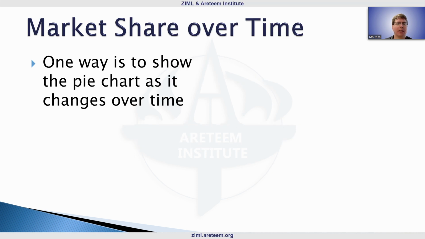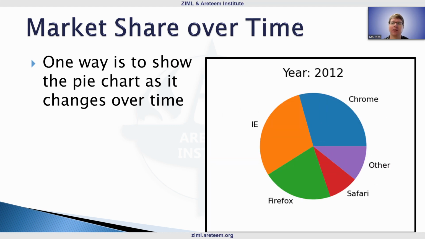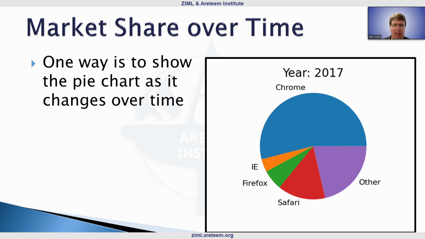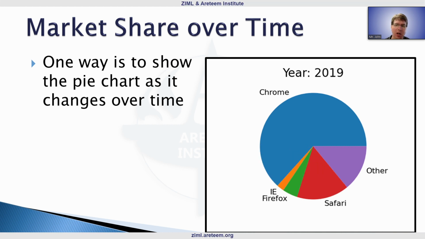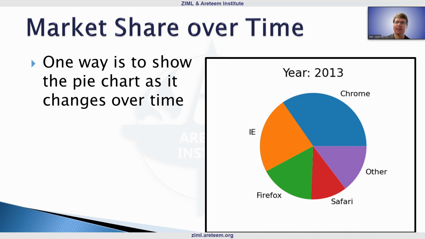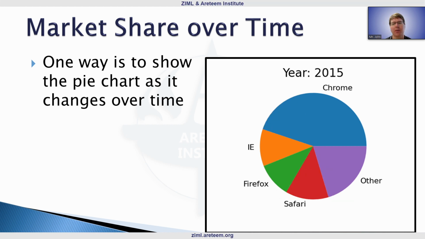One way to do this, especially because it's a time element, is to have a time element to our graph as well. We could show this pie chart as it changes over time in an animation. If we have this pie chart, we can see it changing over time here. We can see this loops: 2009, big IE, IE is going down, Chrome is getting bigger.